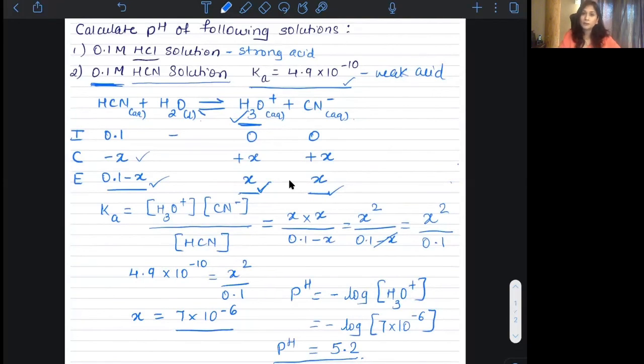These are the steps involved in calculating pH for any weak acid. In our next video, let's look into how to calculate pH for a strong base and a weak base.